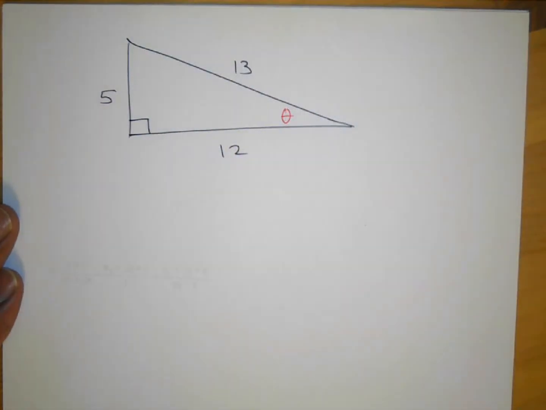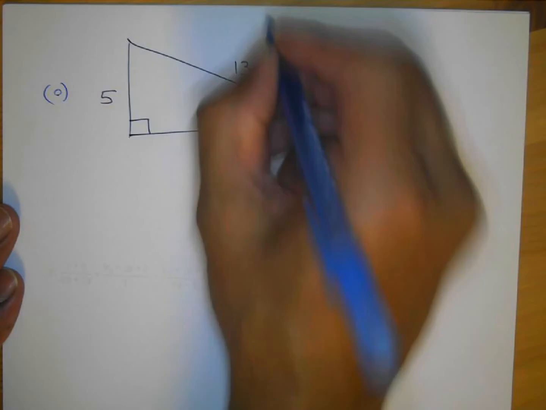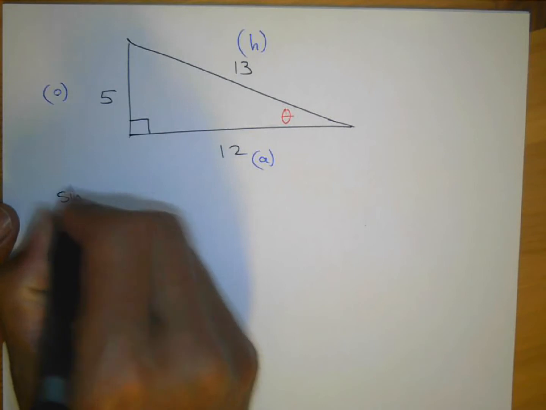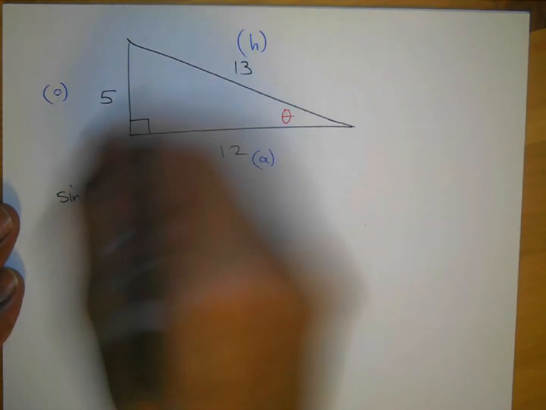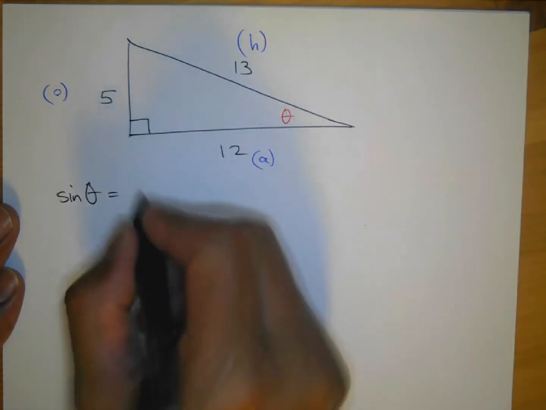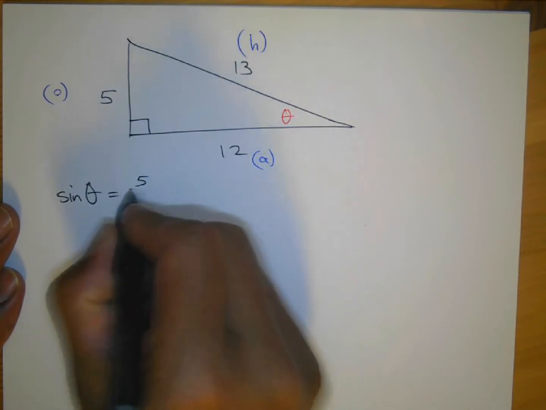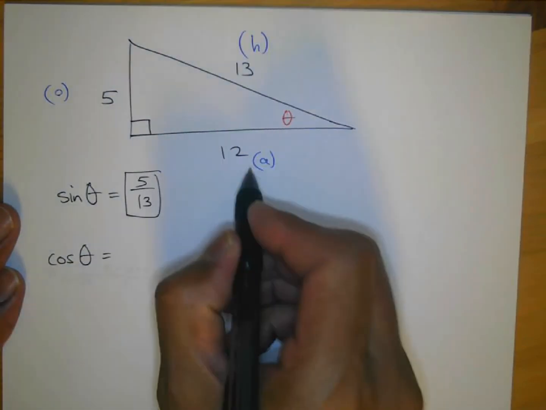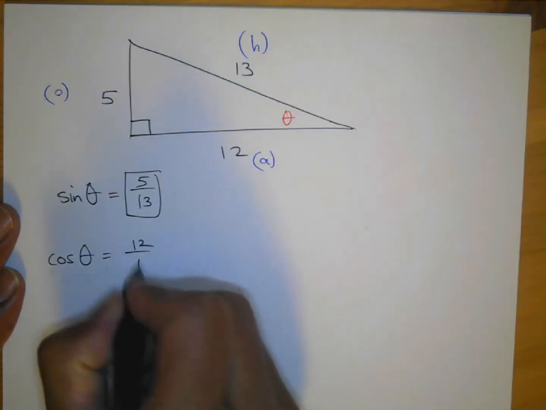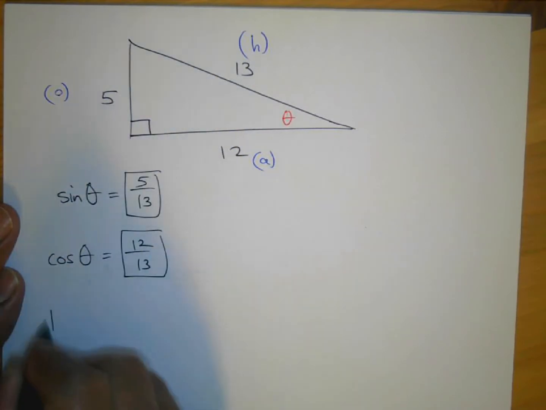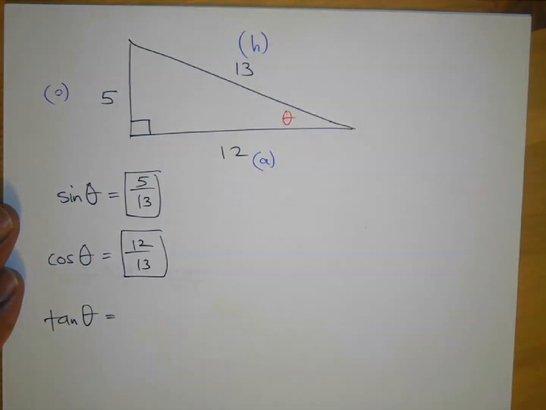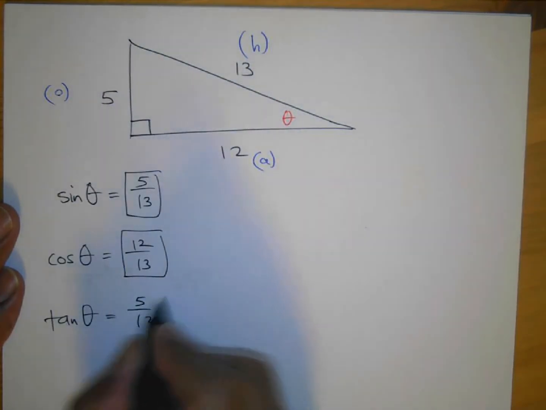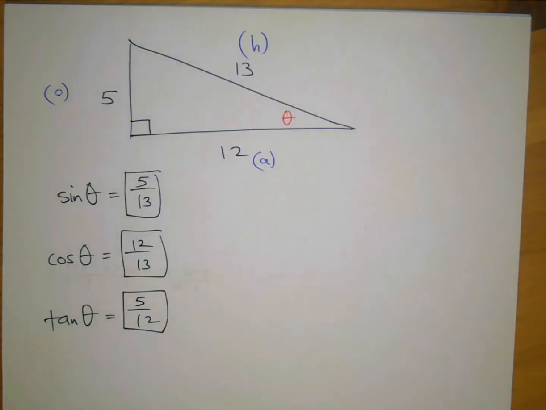But we know that, let's label this the opposite side, this is the hypotenuse side, and this is the adjacent side. We know that sine of theta is opposite over hypotenuse, so it's 5 over 13. Cosine of theta is adjacent over hypotenuse, 12 over 13. And tangent is opposite over adjacent, 5 over 12, TOA, right?